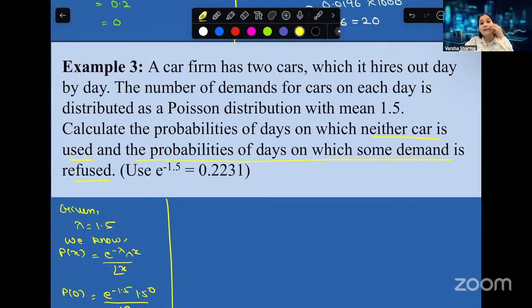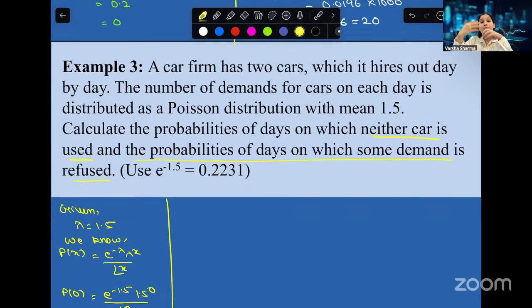When will I send back someone? Suppose a person comes. I have a car, I'll give it to him. Another second person comes. I have the car, I'll give it to him. Now a third person comes. This is a demand for a third car, but I have to say no and refuse. Why? Because I have only two cars.